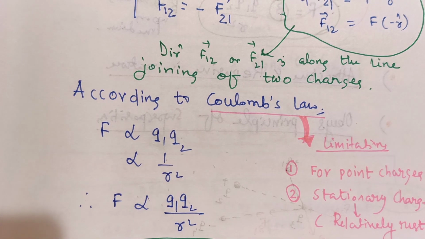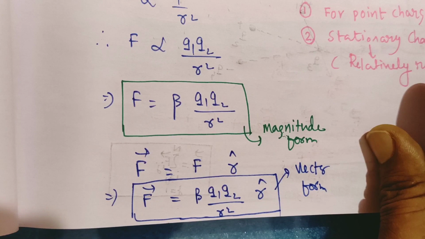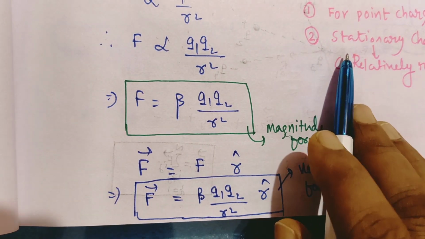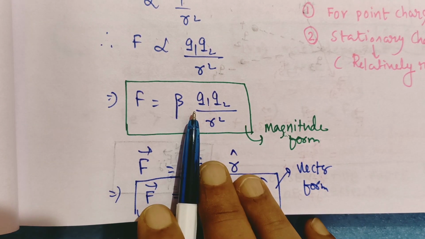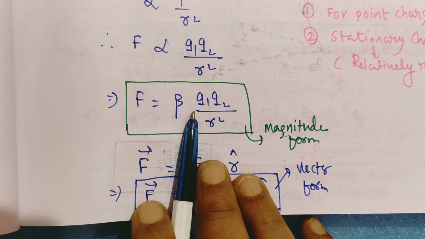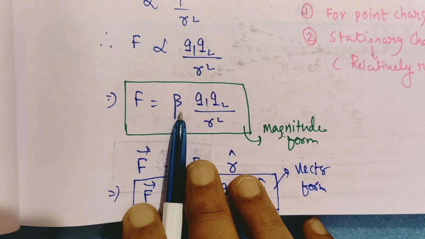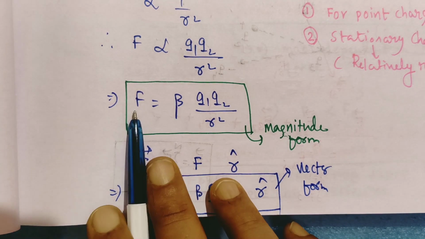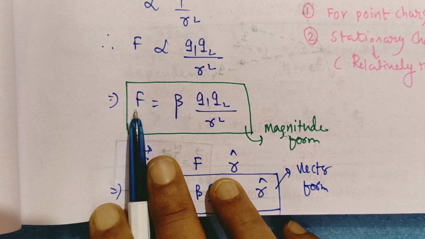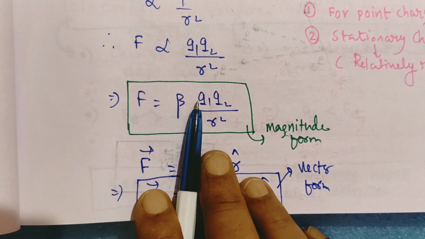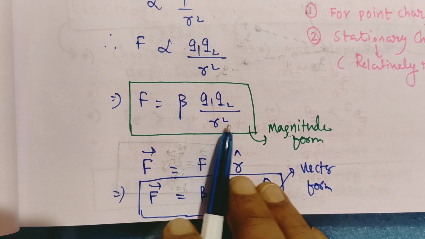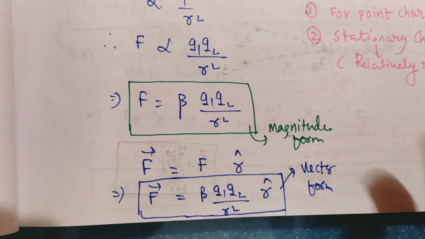So this is the basic formula of Coulomb's law, in magnitude form and in vector form, and these are the limitations of Coulomb's law. And the statement, always remember, whenever an exam or any question comes, you should remember this law: the electrostatic force of interaction in between two charged particles is directly proportional to the product of their charges and inversely proportional to the square of the distance between them.